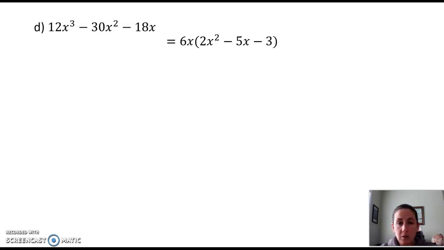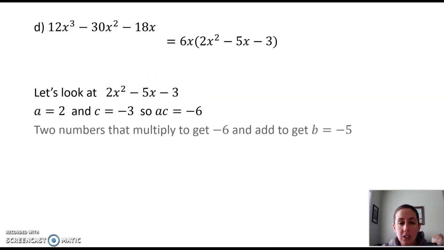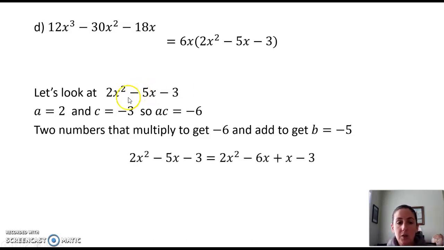So what we're going to do is look at this 2x squared minus 5x minus 3. And we're going to take the a, this is b and this is c, and we're going to take the a times c and multiply it together to get negative 6. And so now we want to find two numbers that multiply to get negative 6 that add to b, which is negative 5. And those numbers are going to be negative 6 and positive 1. So then I'm going to rewrite this as 2x squared minus 6x plus 1x minus 3.